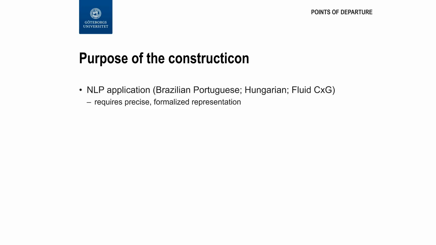So starting with the purpose, some of the constructicon projects out there are aiming towards NLP applications, like the Brazilian Portuguese Constructicon and the work they do with fluid construction grammar. Hungarian shouldn't be there. It's based on NLP, but it's intended for human users. If you go this road, then you need precise, formalized representations that a computer can read.